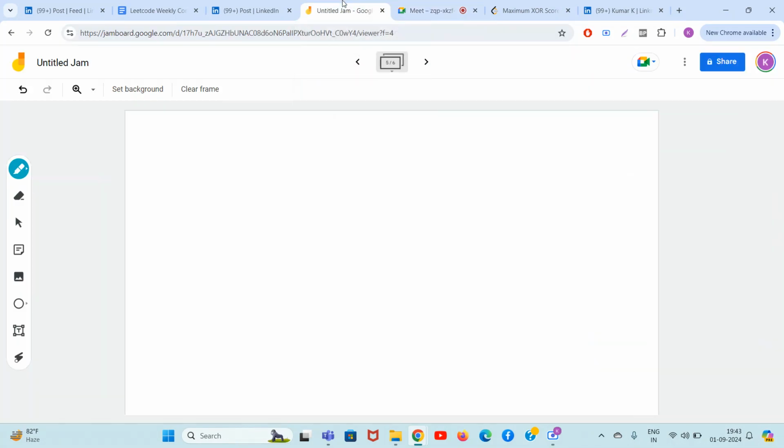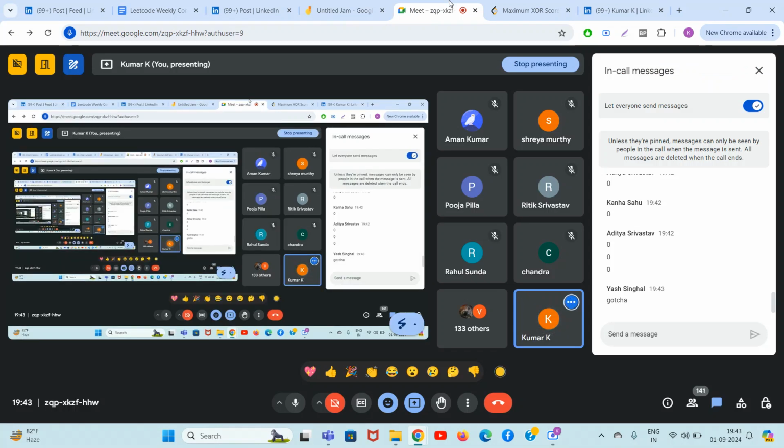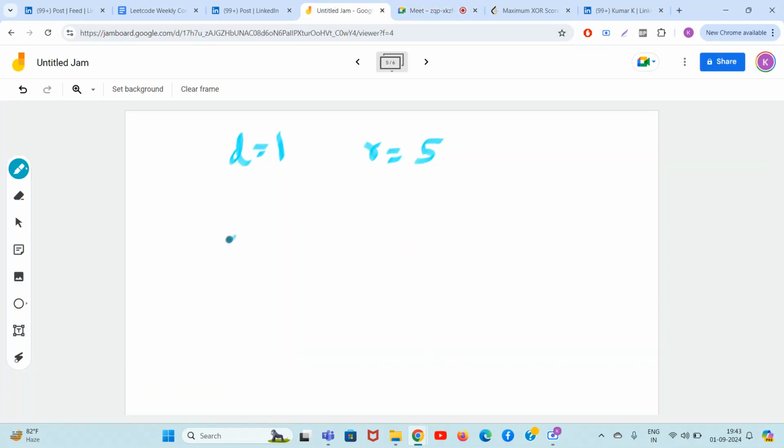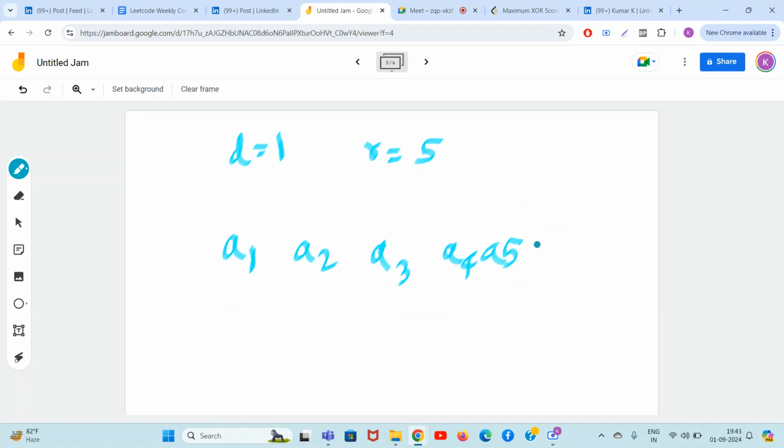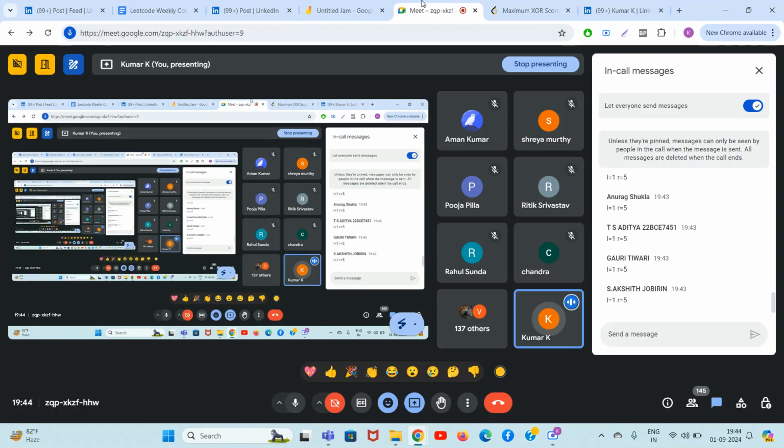So the actual thing is that let's say L equal to 1, R equal to 5. Everyone write in the chat L equal to 1, R equal to 5. We are considering only A1, A2, A3, A4, A5. L equal to 1 means this guy, R equal to 5 means this guy. We are trying to calculate the XOR score of this much part, L to R. Clear? This is actually pretty easy, no rocket science there.